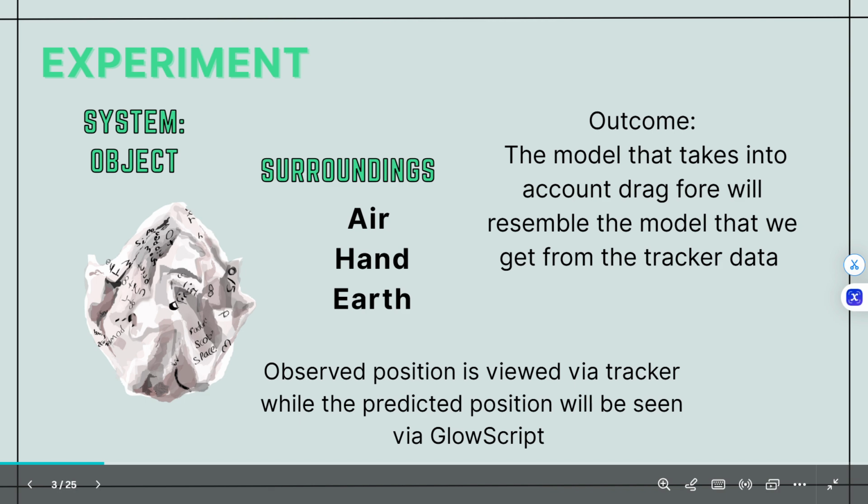So let's talk about the observed position. The observed position is viewed via Tracker, while the predicted position will be seen via GlowScript. The entire outcome is to model the model. What we think is going to happen is that the model that takes into account drag force will resemble the model that we get from the Tracker data. So let's see if that happens.